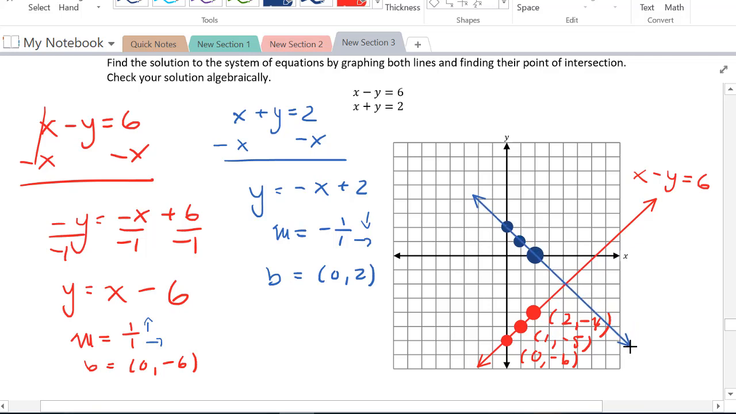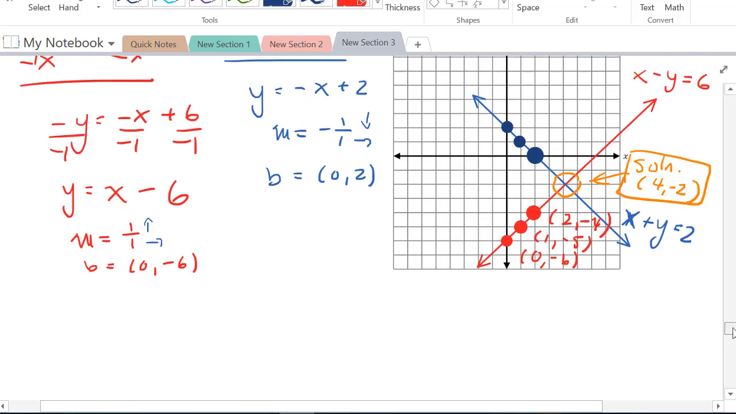Okay, that looks pretty good. And I'm going to label my line. This guy is x plus y equals 2. Okay, and we see that they intersect. Where do they intersect? They intersect right here. That's the solution. What's the solution? It is 4, negative 2. There you go, that's a solution, 4, negative 2.